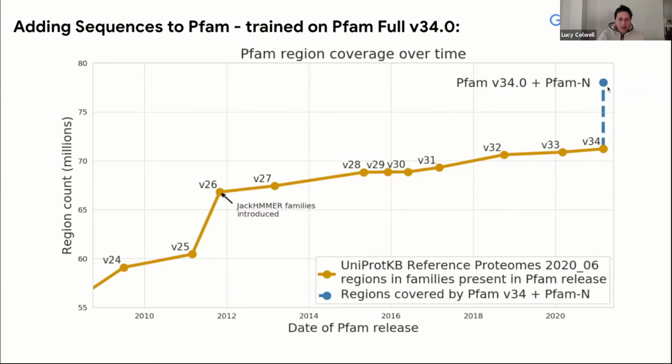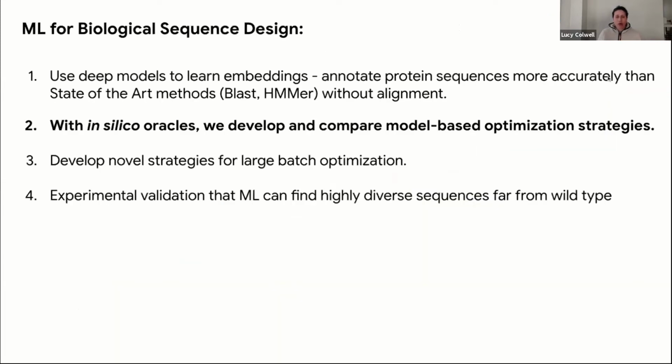But in a sense, the whole reason that we trained these models was to learn useful embeddings so that we could then build models for protein discovery. So that was how that part of the work fits into this talk. So given now that we have a representation, the next step is being able to actually develop and compare model-based optimization strategies. So how are we going to learn models from experimental data and use them to design new sequences?